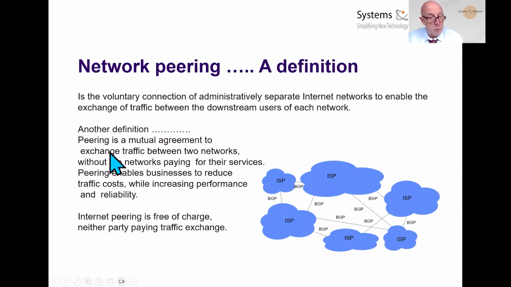So there it is. So peering is a mutual agreement to exchange traffic between two networks without the networks paying for their service. That's peering. Peering enables businesses to reduce traffic costs while increasing performance and reliability. Absolutely, because we are connected all over the place. Absolutely right. Internet peering is free of charge, neither party paying the traffic exchange. Fine.